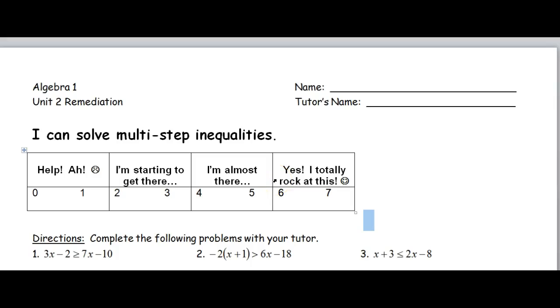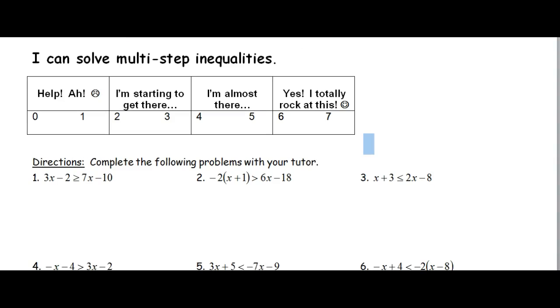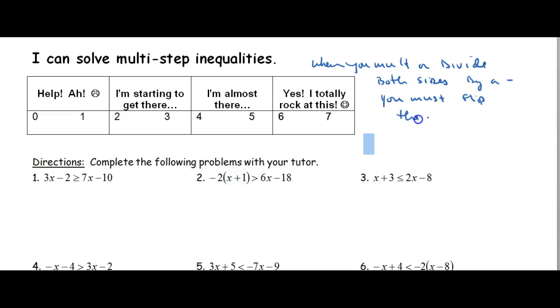Algebra students, this lesson is solving multiple step inequalities. Now, we've already talked about solving 1 and 2 step inequalities, and nothing is different between solving equations and solving 1 and 2 step inequalities along with multi-step inequalities. All the steps are the same. The only thing we've got to keep in mind is when you multiply or divide both sides by a negative, you must flip the inequality sign.